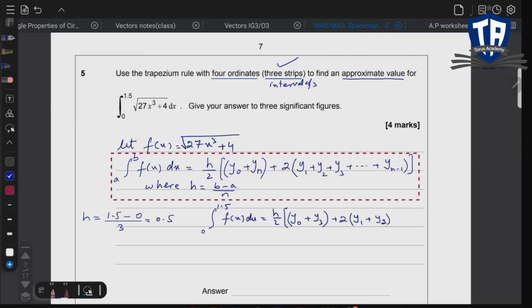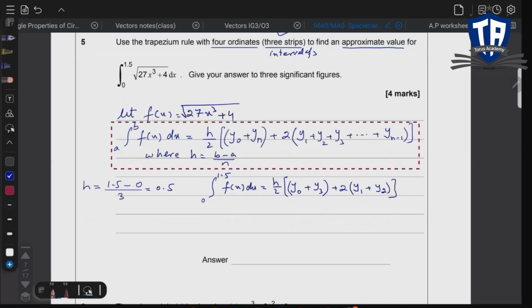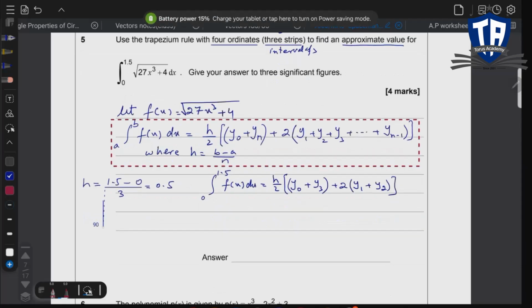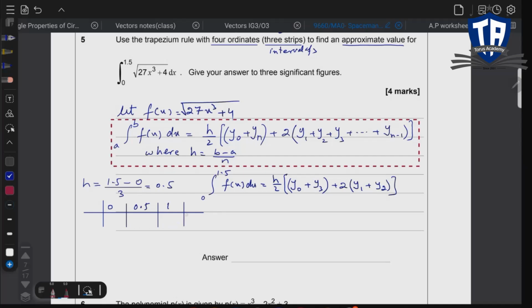You can make a table for these values and we start our value from 0 and the interval is 0.5. So you add 0.5 to each value of x to get the next value. It is 1 and then the final value is 1.5, and this would be y is equal to f of x. Okay, we can use the calculator to get the values.